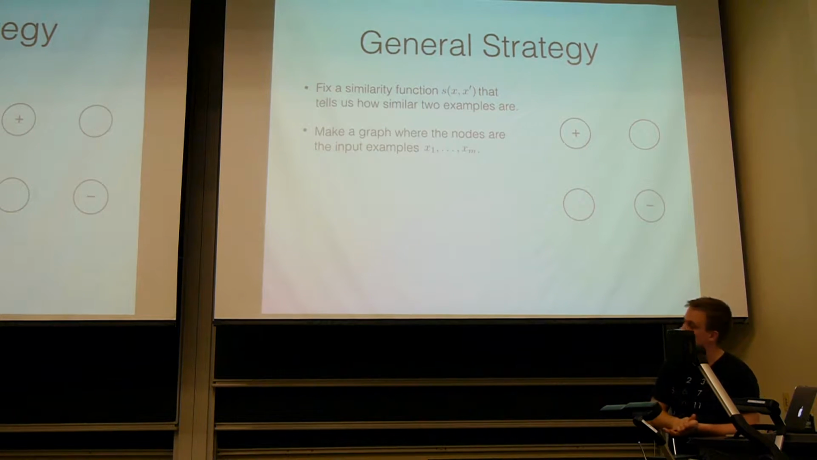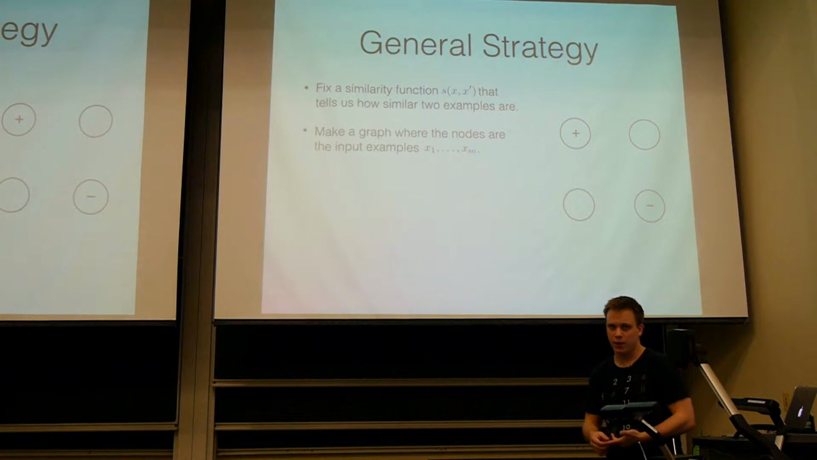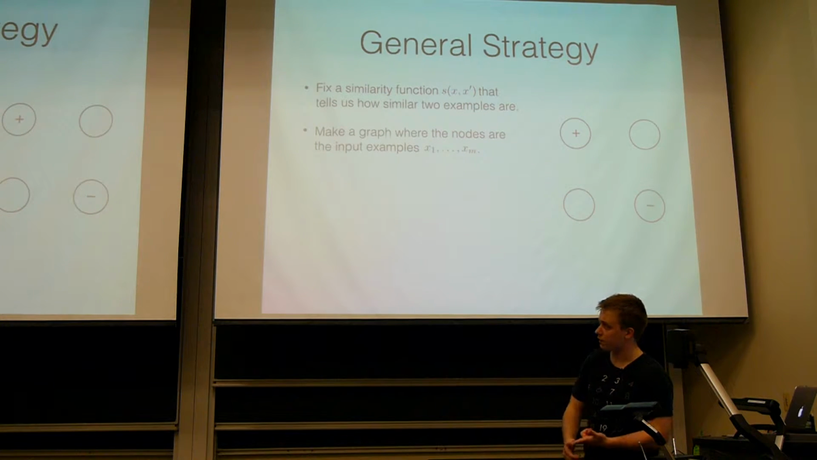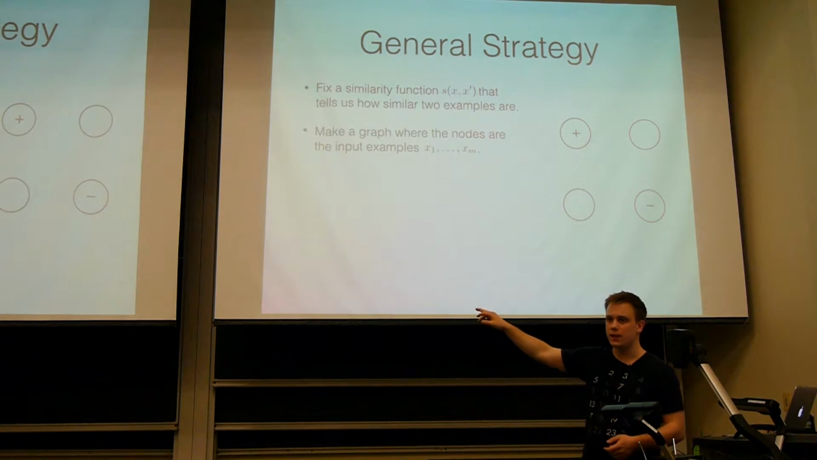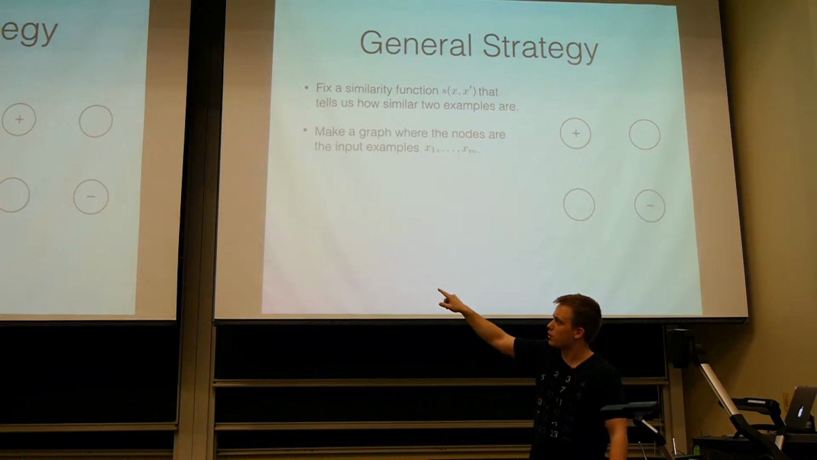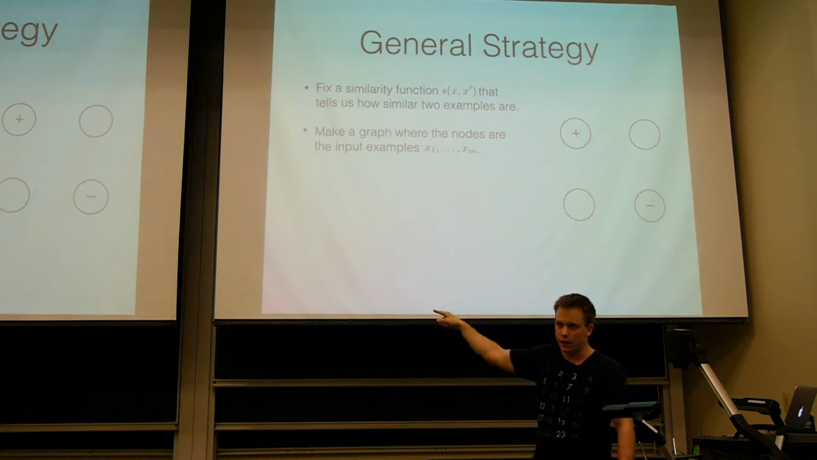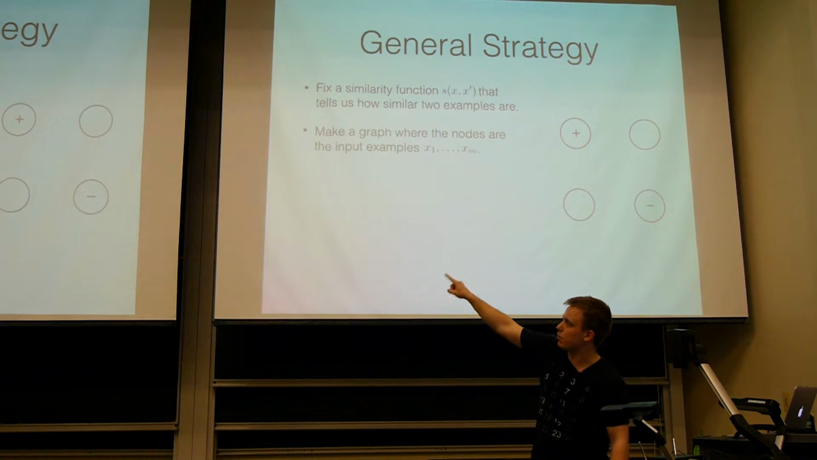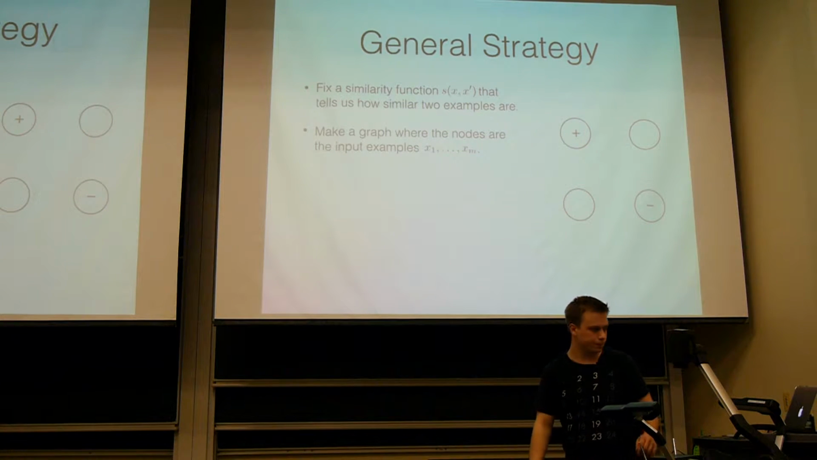Once we have that similarity function, we're going to construct a graph where the nodes of the graph are the inputs, x1 through xm. This contains both the labeled examples and the unlabeled ones. In this toy picture, we have two labeled examples, one positive and one negative. And then there are two unlabeled data points in the top right and the bottom left.